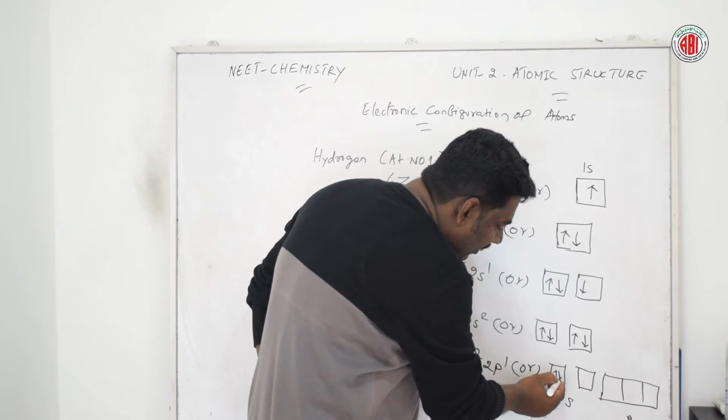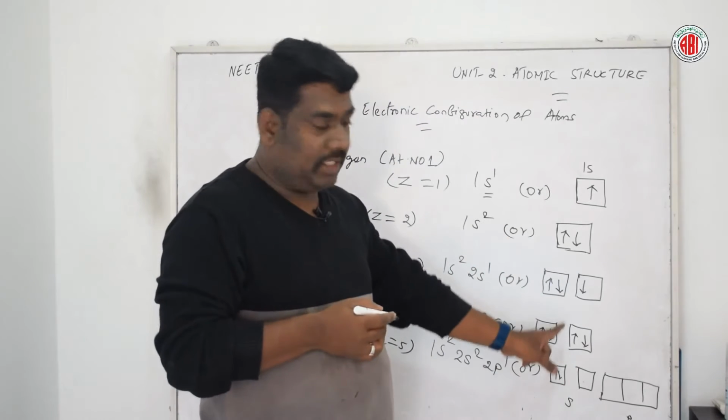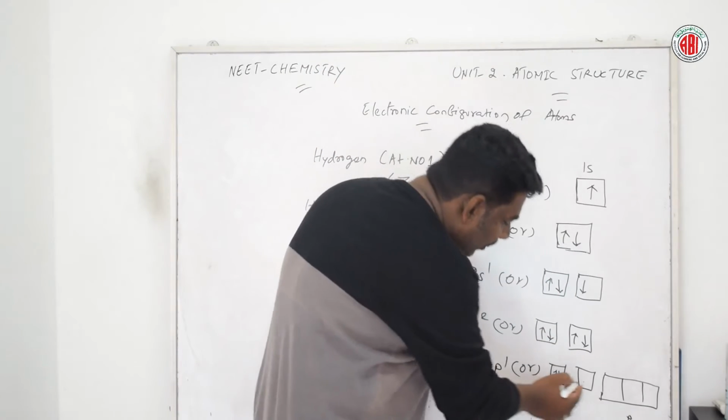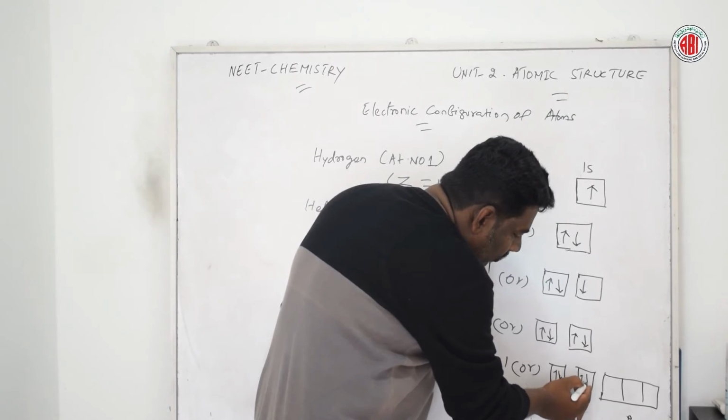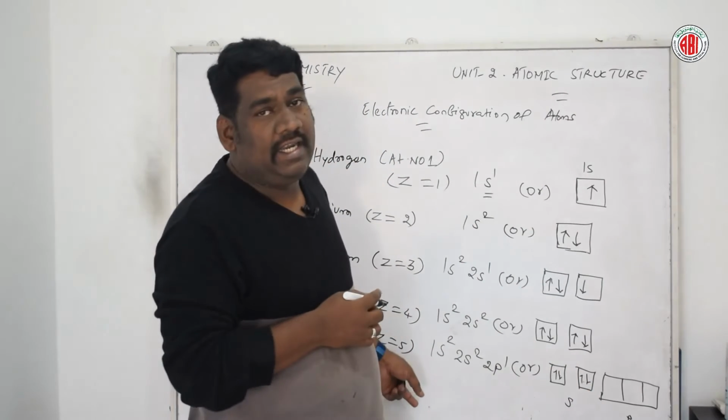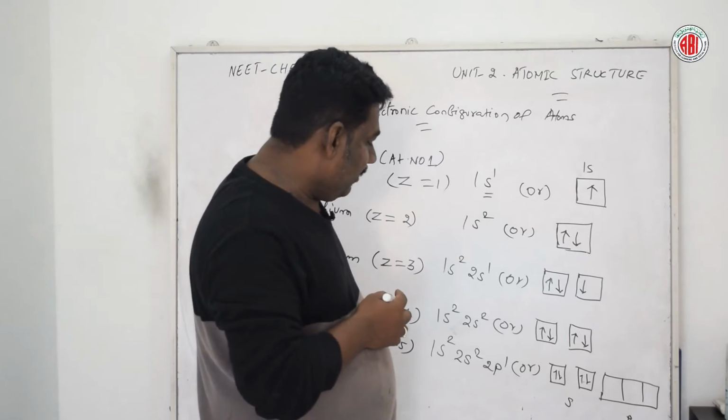Here one electron is spinning upwards, the other is showing the direction downwards. So 2 electrons are accommodated, and here also 2 more electrons are accommodated. 2 plus 2, 4 electrons over. Total electrons are 5. Atomic number is 5.